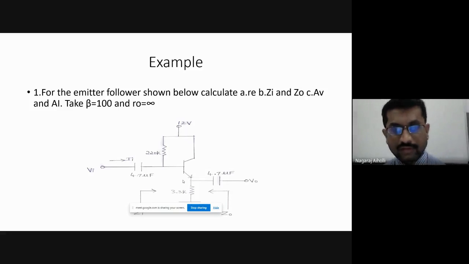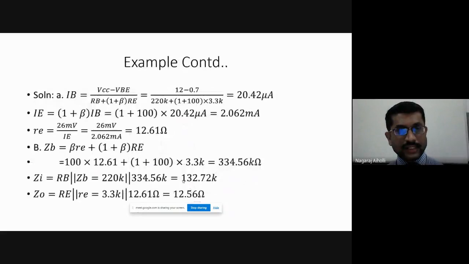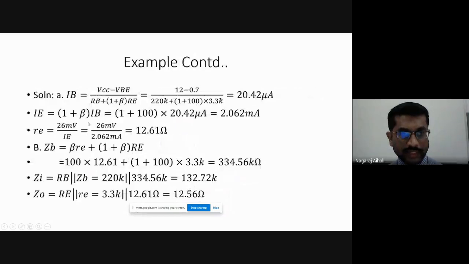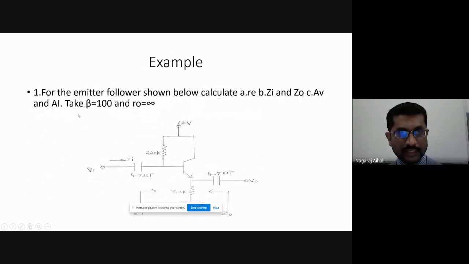Okay, right. See here. First, what have they asked? They have asked the value of small re. We know that small re is given by 26 millivolt by IE. First you have to know this main formula: re is equal to 26 millivolt by IE. So if you want to calculate this small re, we should know the emitter current IE. The equation for emitter current is (1 plus beta) into IB. Beta is given as 100.